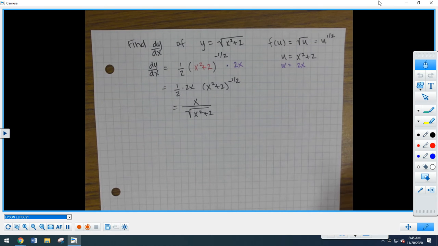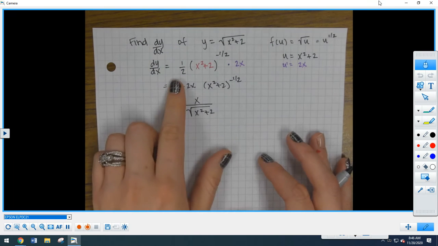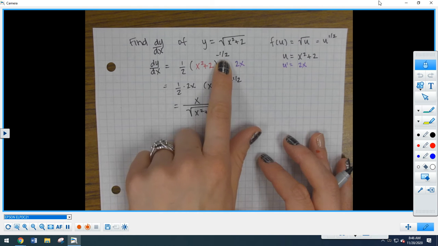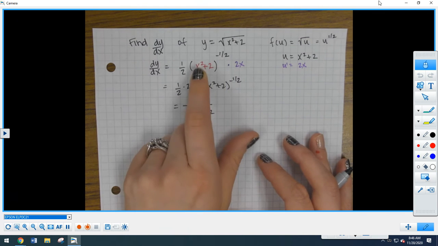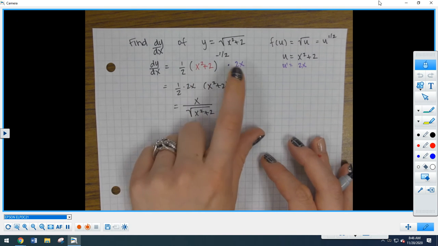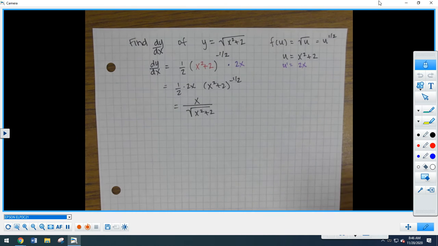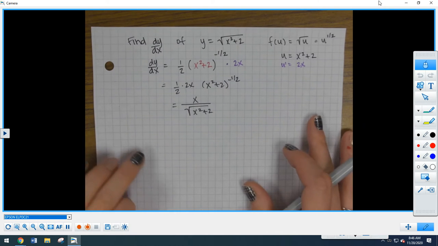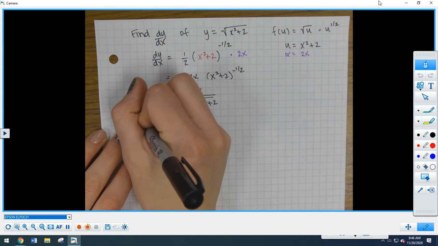So we identified what our outside function was, and then we took the derivative of the outside function. We weren't lame, we kept the inside the same, and then we multiplied by the derivative of the inside. And this one took a little bit more algebra, but it wasn't actually any more challenging. Let's try another one.